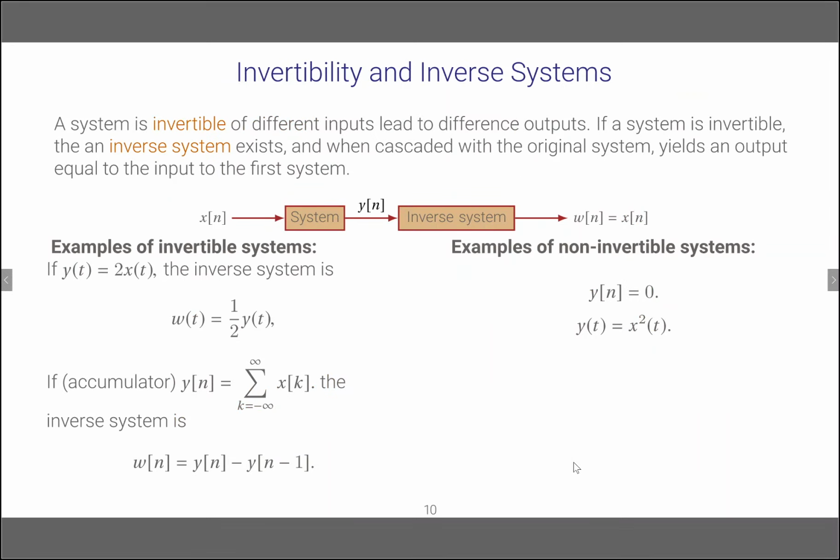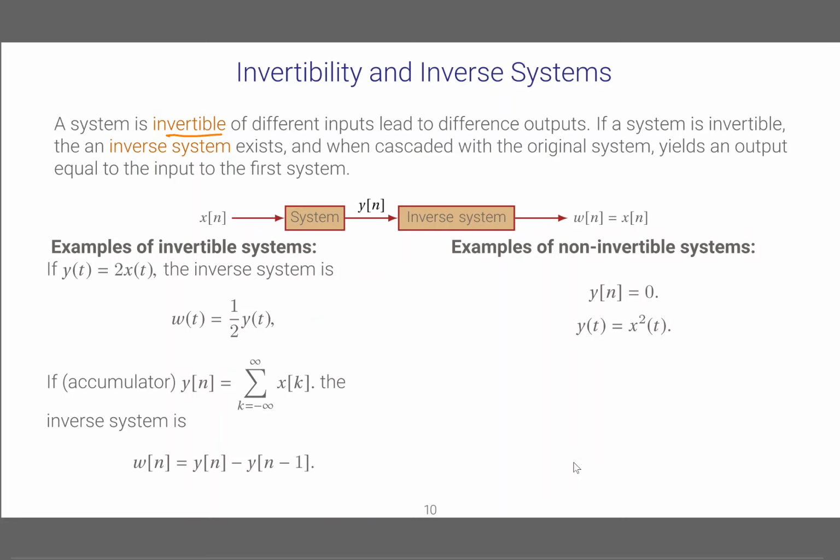Alright, then invertibility of systems and inverse system. A system is invertible if different inputs lead to different outputs. That means if you have two inputs, for example, let's take just constant values like 5, and that gives you the output, let's say 10. If the input is 6, and that also gives the output 10, you know that by knowing 10, you cannot determine whether the input was 5 or 6. So therefore that system is not invertible. This is the concept that we are talking about here.